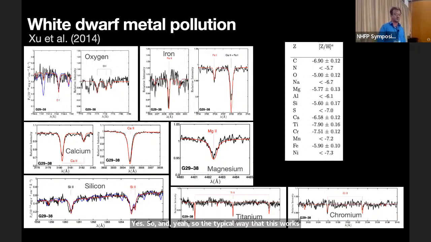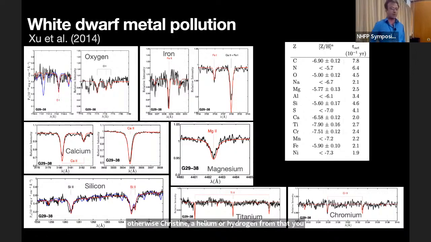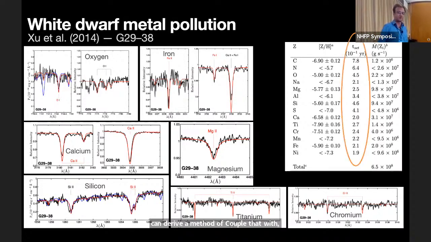So the typical way that this works is that you take an optical or UV spectrum of your white dwarf and you see metal absorption lines in the otherwise pristine helium or hydrogen atmosphere. And from that, you can derive a metal abundance. Couple that with a white dwarf atmospheric model, you can get a sinking time. From that, you can derive an accretion rate. And really, that's the tool that can be used for probing these evolved planetary systems.